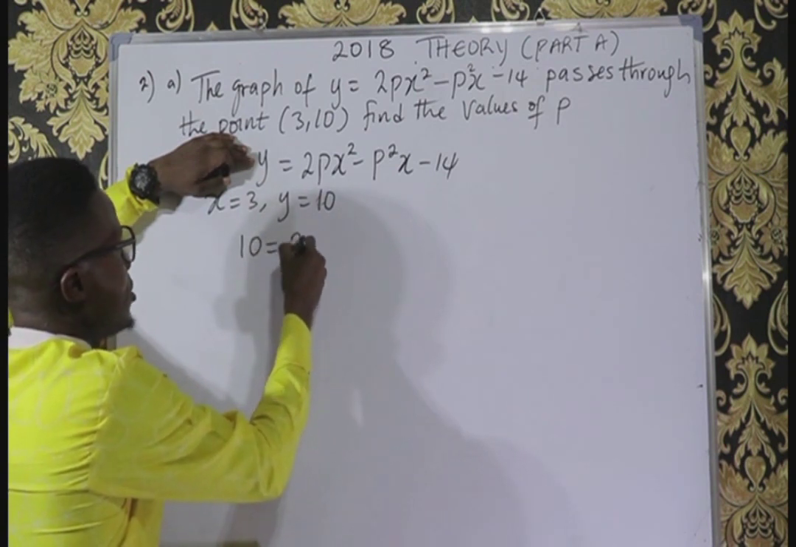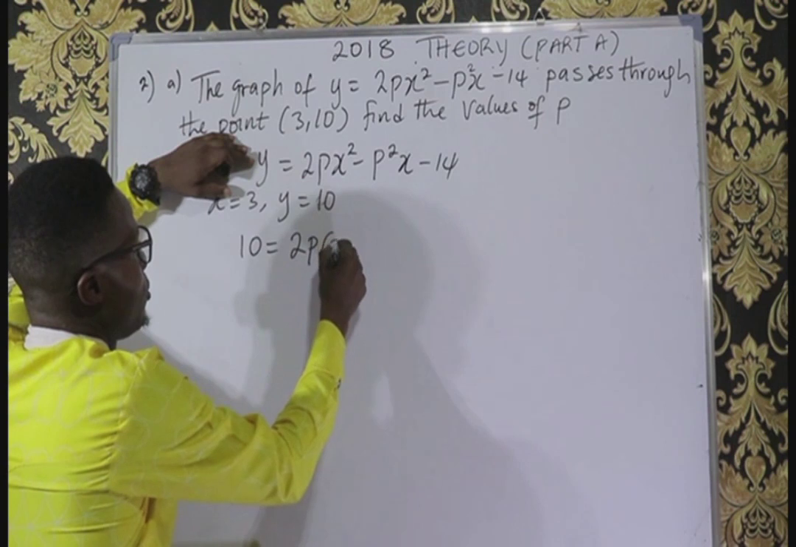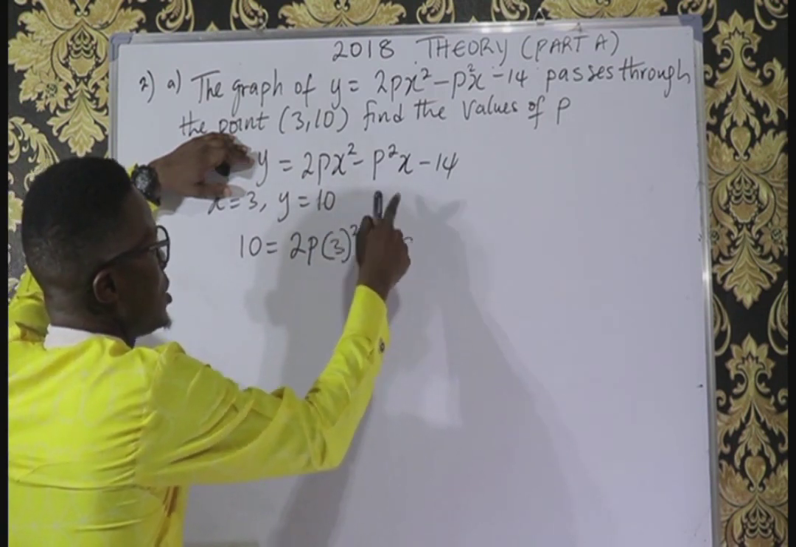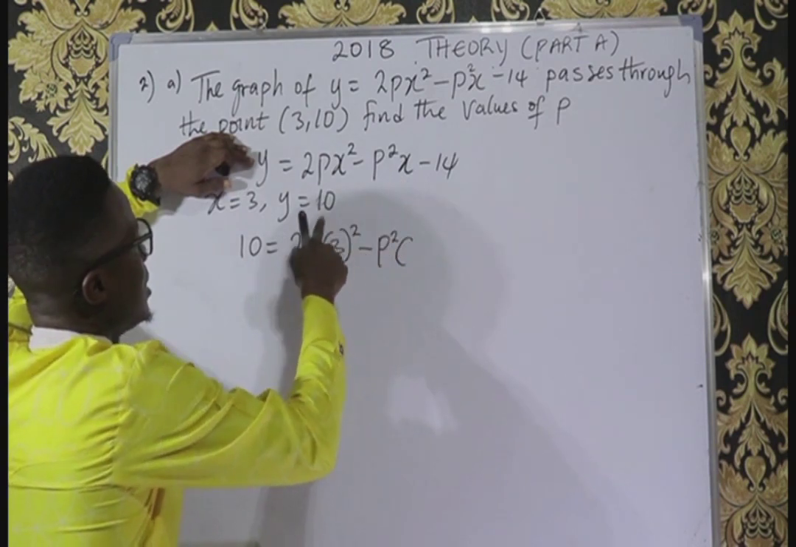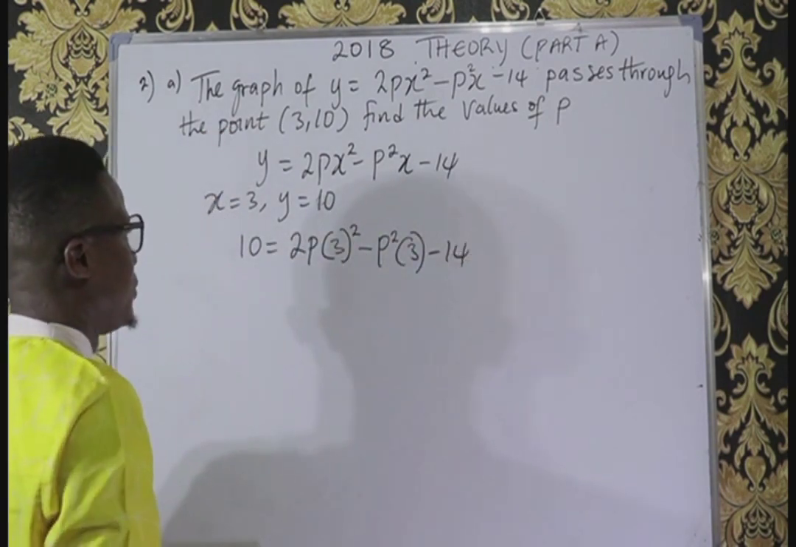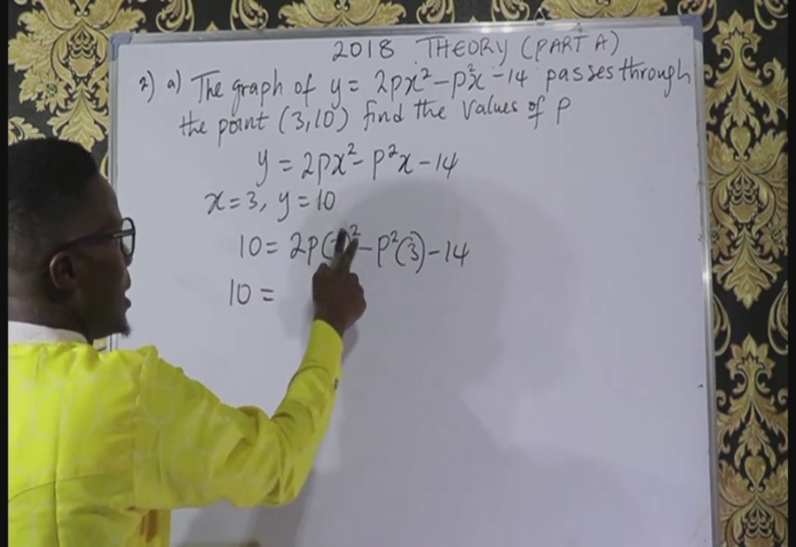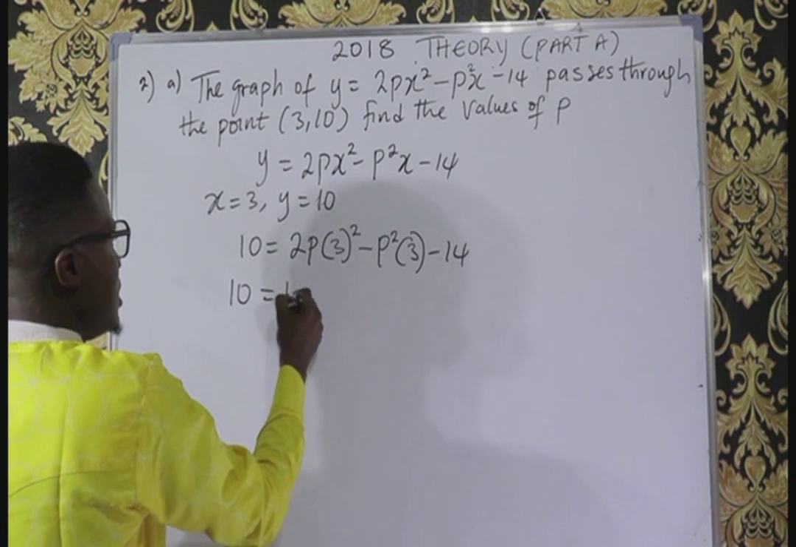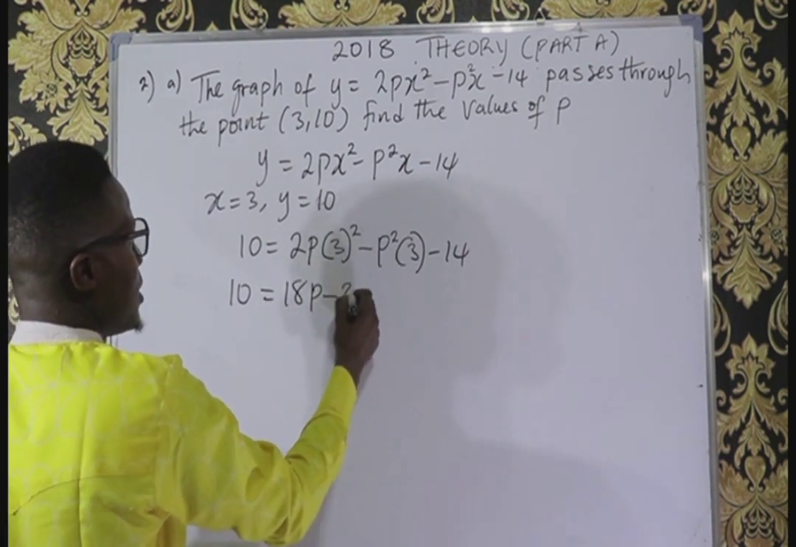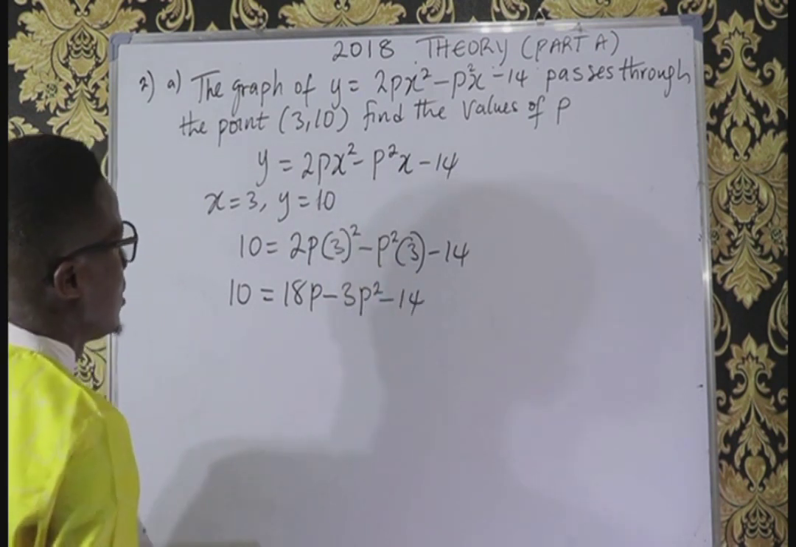I'll have 10 equals p into, seeing my x, I'll put 3, all squared, minus p squared into, seeing x, I'll put 3 again, minus 14. So 10 is equivalent to 3 squared, which is 9, 9 times 2 is 18, so 18p minus 3 times p squared is 3p squared, minus 14.